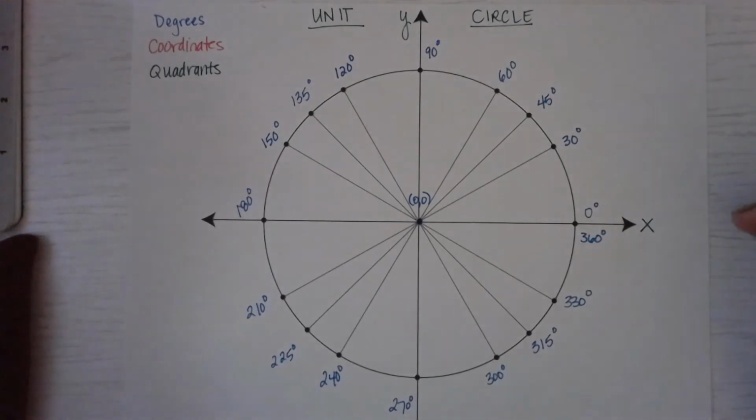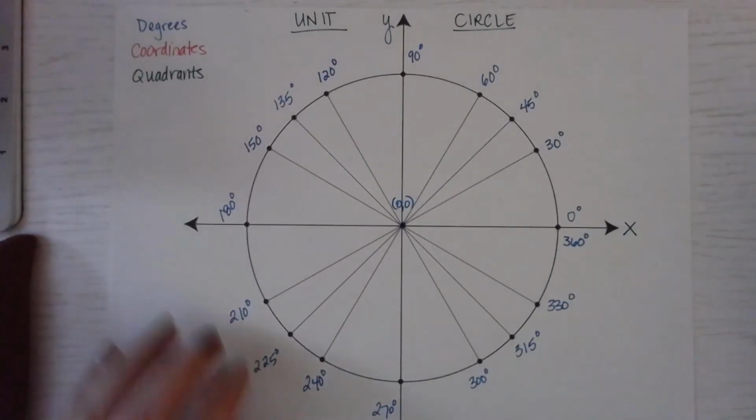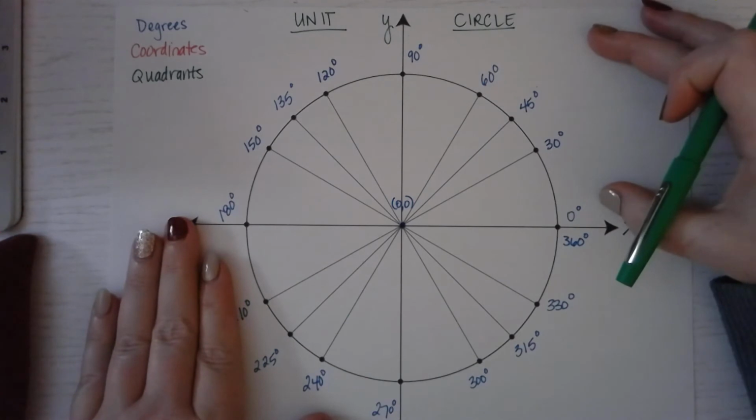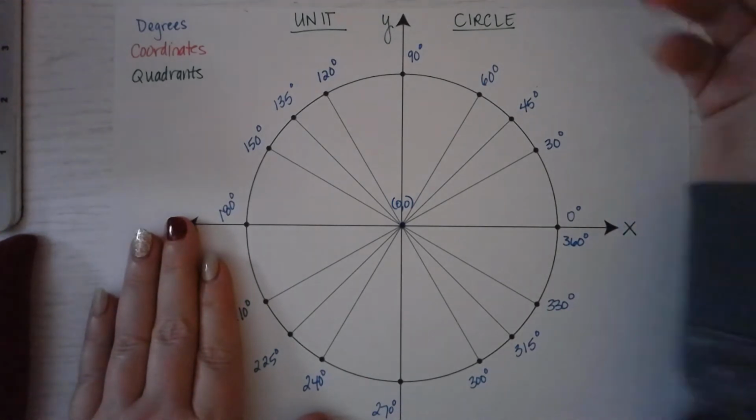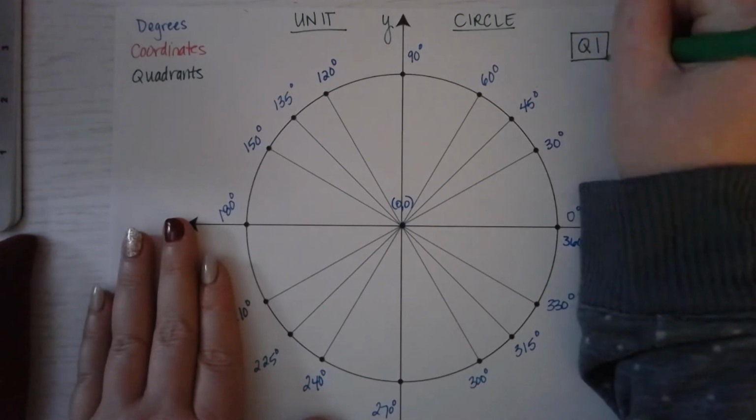In this video of the unit circle, we're going to be talking about coordinates and quadrants. So let's go ahead and label our quadrants first. Our quadrants always start where everything is positive. So right here at the top right hand side is quadrant 1, and I'm just going to label it Q1.